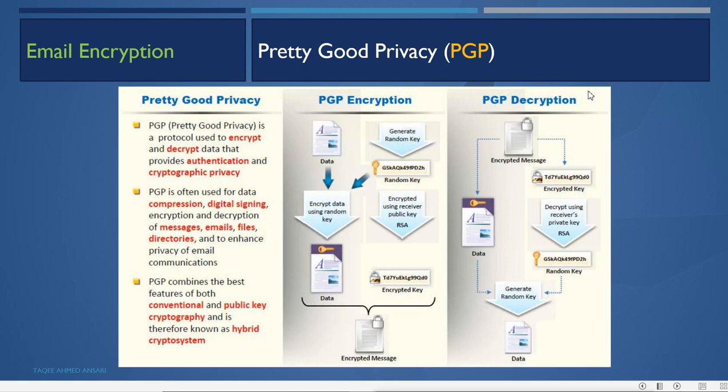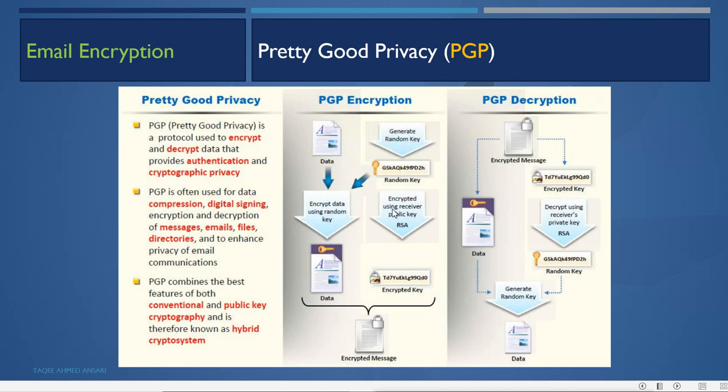For encryption, PGP uses the data, and that data will be encrypted by using a random key. First the random key is generated, then the random key will be encrypted using the receiver's public key with RSA. The random key is used to encrypt the data, and then the encrypted data is added to the encrypted key. This is the encrypted data and this is the encrypted key, and both are used to encrypt the message. So this is the PGP encryption method to encrypt the message.